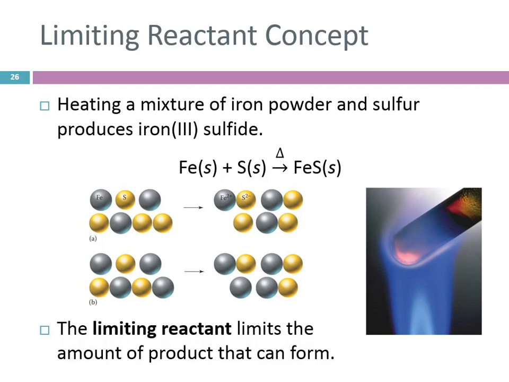So now we're going to think about this in terms of chemicals. If we heat a mixture of iron powder and sulfur, it produces iron sulfide. Here's a picture of that actually occurring. Here's the balanced chemical reaction. Iron plus sulfur gives us FeS. So here we have pictures. If this is our starting mixture, we have 3 iron atoms and we have 4 sulfur atoms.